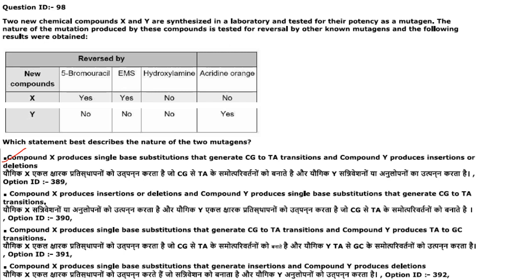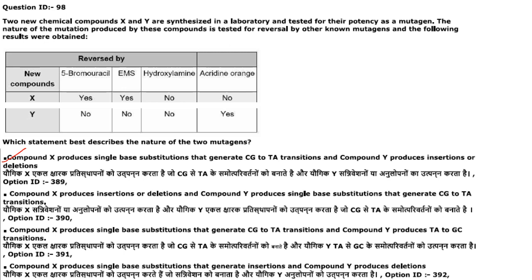Then next one. 2 new chemical compounds X and Y are synthesized in the laboratory and tested for their potency as a mutagen. The nature of the mutation produced by these compounds is tested for reversal by other known mutagens, and the following results were obtained. Which statement best describes the nature of the 2 mutagens? So you have a new compound X and Y. It is reversed by 5-bromouracil, EMS, hydroxylamine, acridine orange.